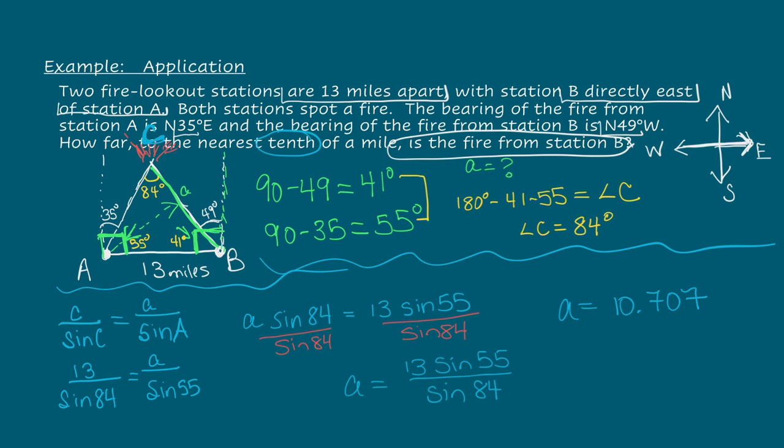So the fire is approximately 10.7 miles from station B. So we've used the law of sines to determine how far that fire was from station B. Let's take a look at another example.